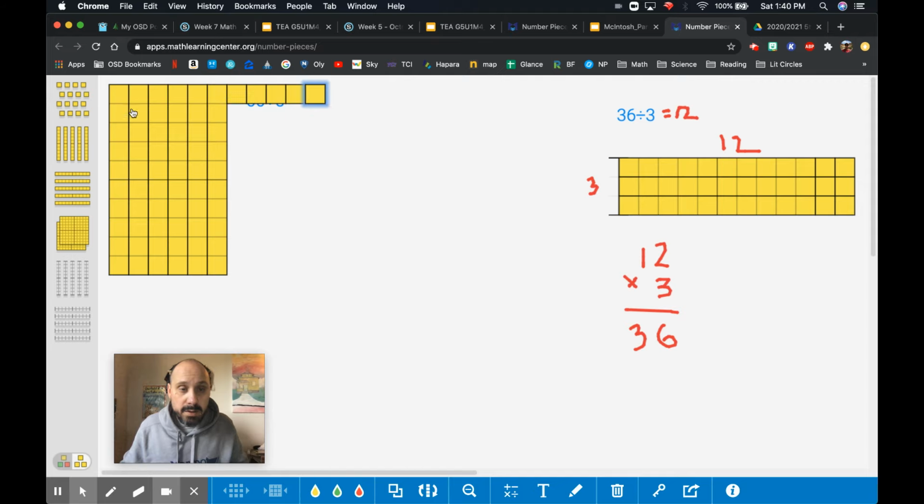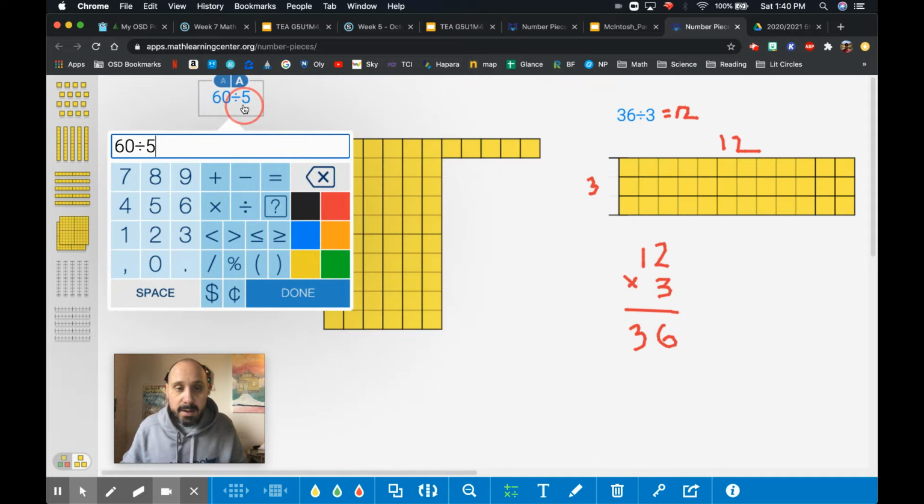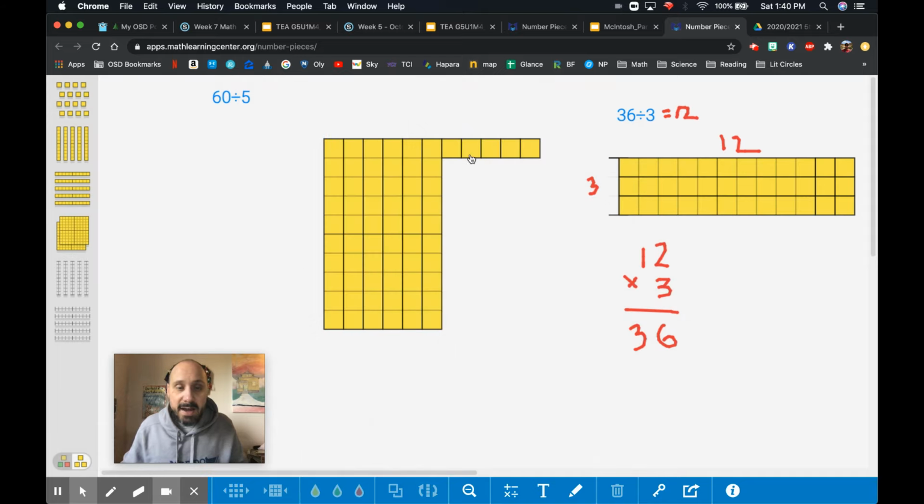So there's 1, 2, 3, 4, 5, 6, 60. 1, 2, 3, 4, 5. All right, so I have 65 tiles. I wonder if this will bring my expression along with it. Or just the app. It's the whole thing. That's okay. I can move this over now. Okay, so here's my 65 tiles.